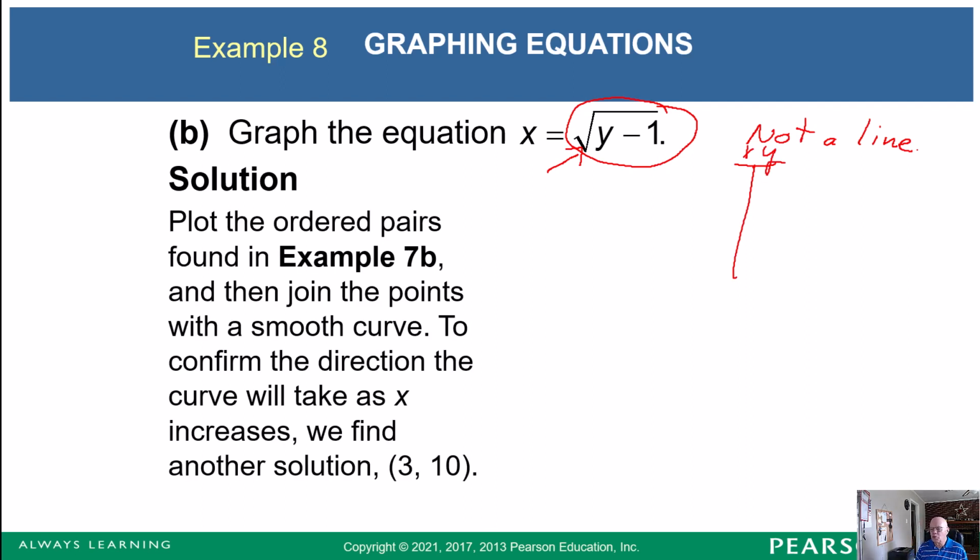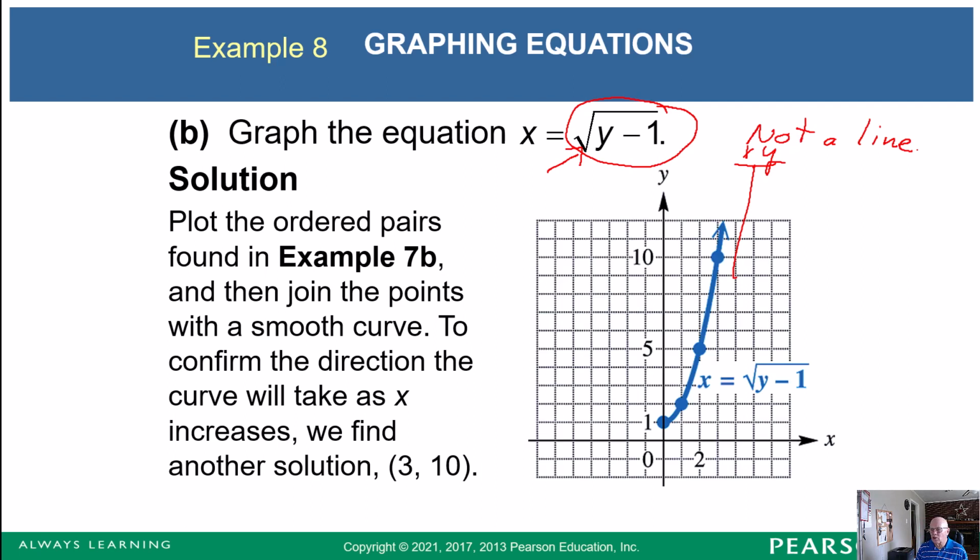This will give you a smooth curve, and it'll look something like this. Now, why does it look like someone chopped it off? That's because there are sometimes numbers you can't use. For example, if you look at the square root up here, you can't have a negative number under the square root. So the y minus 1 can't be negative.